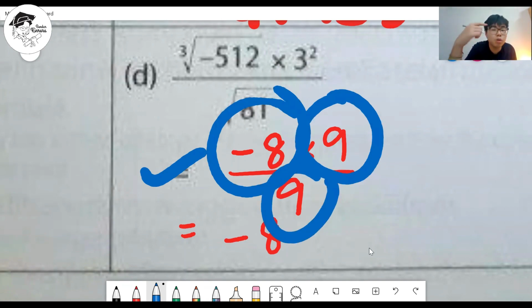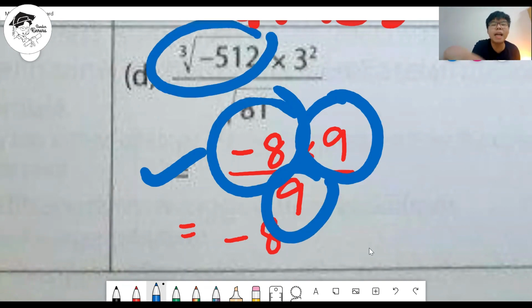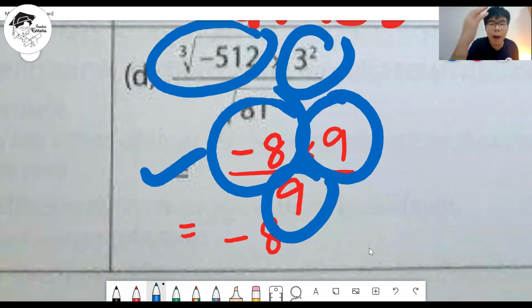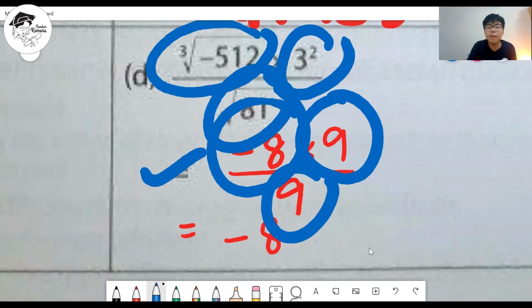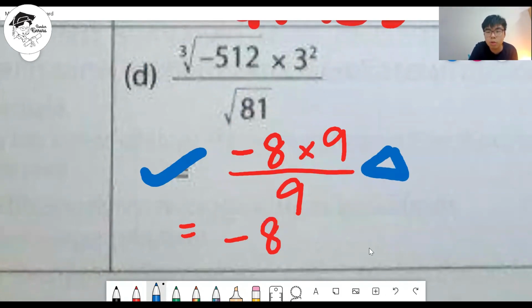Do you think I can do straight away like that? Of course not. This one, punch into your calculator. This one, punch into your calculator. This one, punch in your calculator. But you have to present the answers in this step first, because you need to let your teacher know you know the working. Because the working involves the law of what?